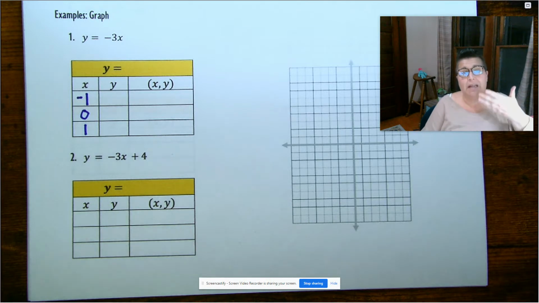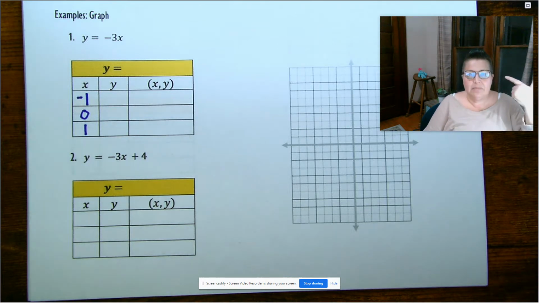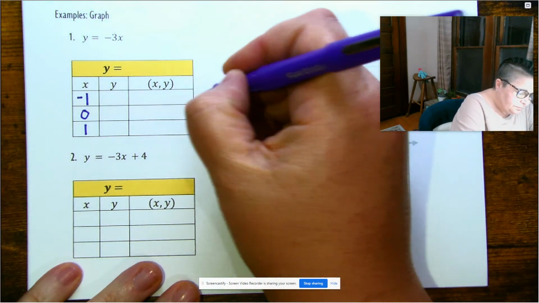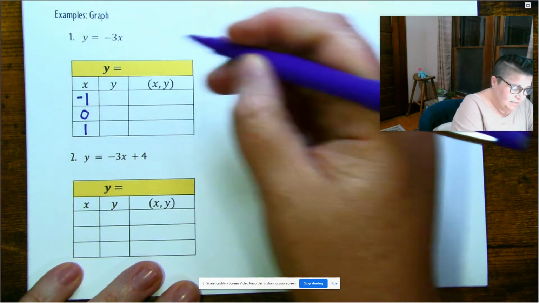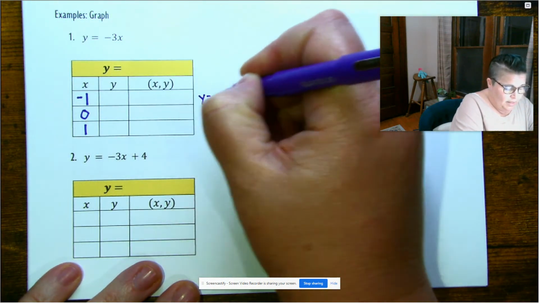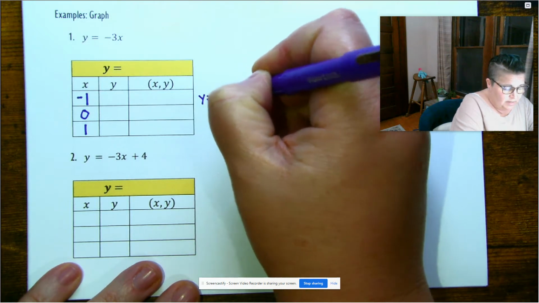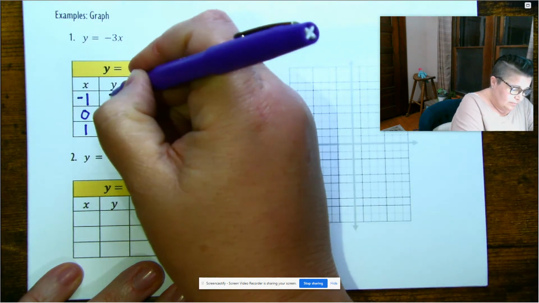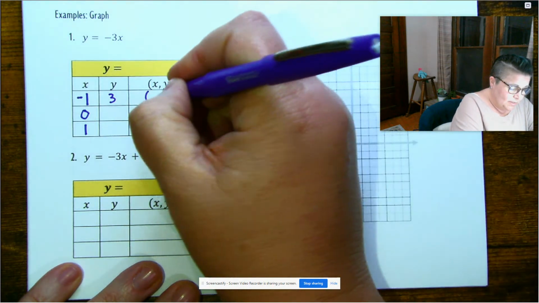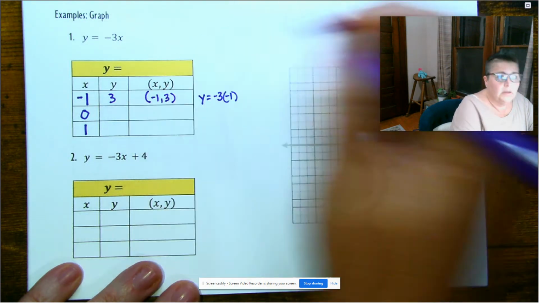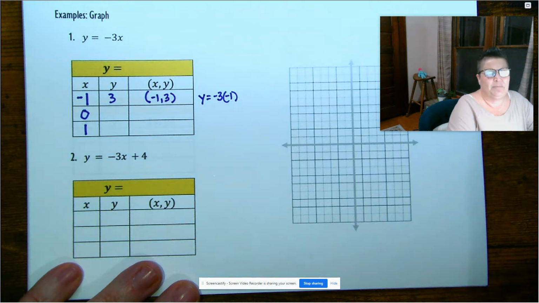Could I have chosen a negative 12, a 0, and a 2? Yeah, but negative 12 is not an easy number for me to manipulate in my mind. So I'm going to choose the numbers that are easiest, like a negative 1, a 0, and a 1. So if I choose x to be a negative 1, then y would be a negative 3 times a negative 1, which is 3. This gives me a point to plot at negative 1, 3.